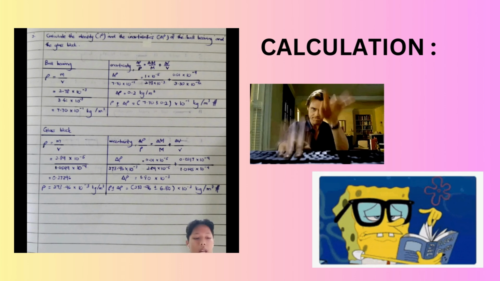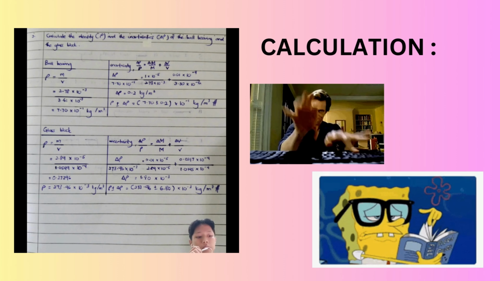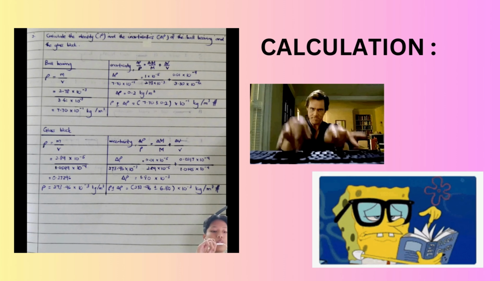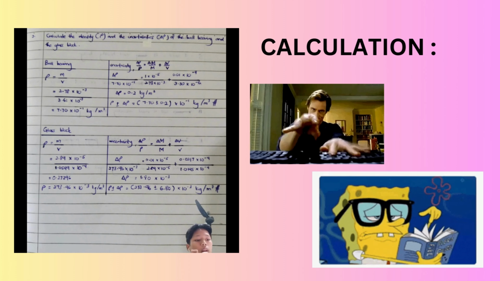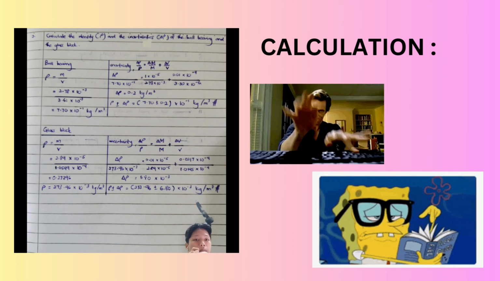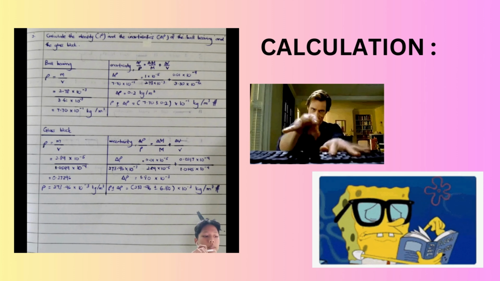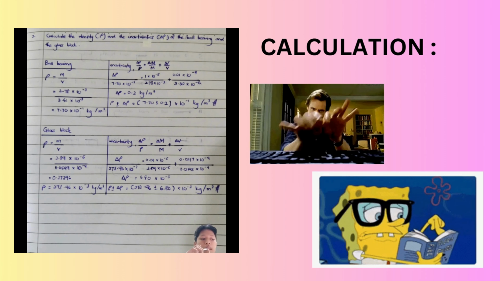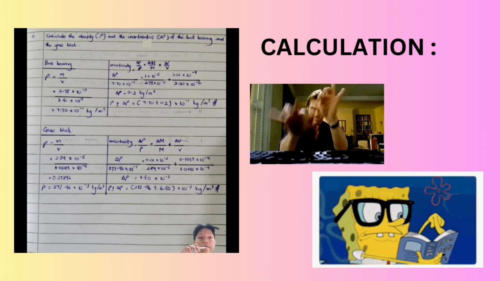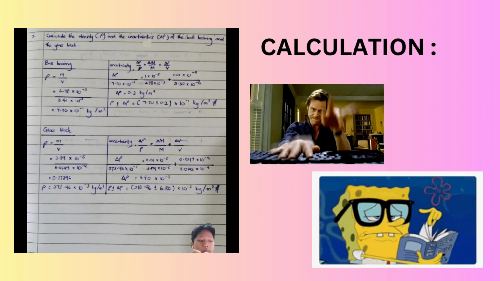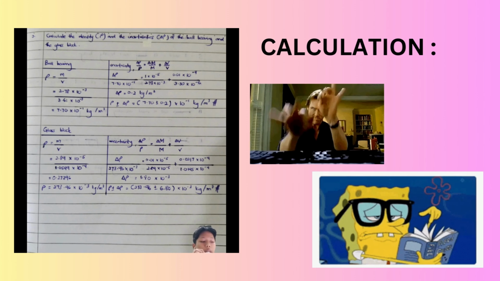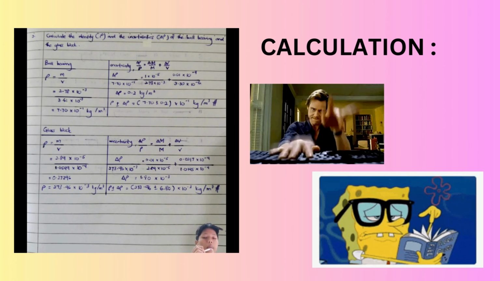Next, for the glass block, we still use M over V, and the answer is 273.96 times 10 to the power of negative 3. For the uncertainty, we still use the same formula, and we got 6.80 times 10 to the power of negative 3. So, P plus minus delta P of the glass block is 273.96 plus minus 6.80 times 10 to the power of negative 3.